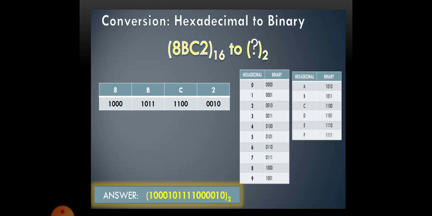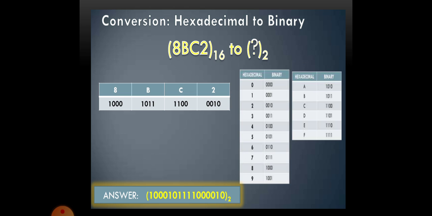The conversion from hexadecimal to binary. Here we are having the hexadecimal 8BC2. So first you need to write the equivalence. It is given here also. If you want to check, you can have a look at the table.